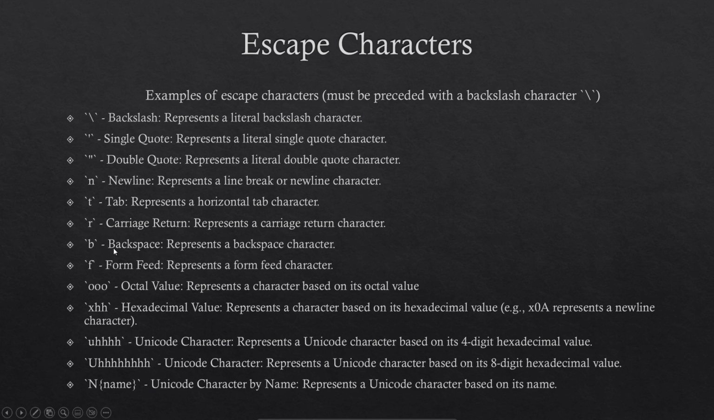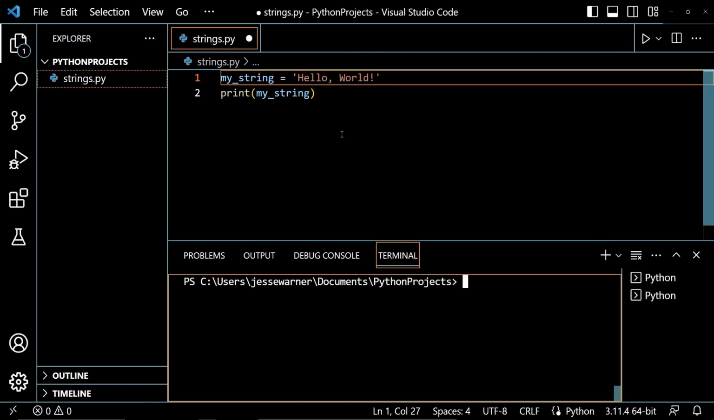Then you have a backspace, which will just insert a backspace and delete whatever character immediately precedes it. And then you have the form feed character, which is not used very often anymore, but it will be used to push the cursor to the next form or page. Then you can insert characters based on their octal value, or you can insert characters based on their hexadecimal value, or you can insert Unicode characters using a 4-digit hexadecimal value or an 8-digit hexadecimal value, and you can insert Unicode characters by name. If we jump into our development environment, we can go ahead and start practicing these.